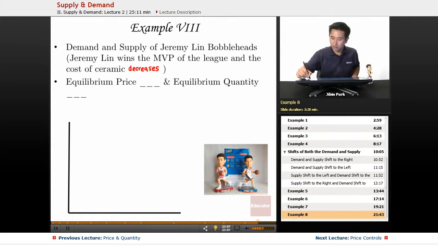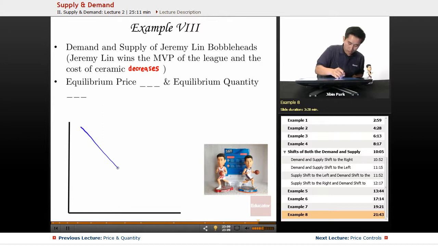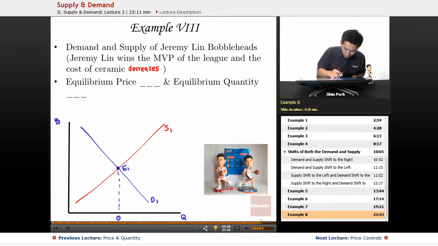So you have a demand for Jeremy Lin bobbleheads, and you also have a supply for Jeremy Lin bobbleheads. And you label the equilibrium as E1, which is Q1 and P1 here. So Jeremy Lin wins the MVP.